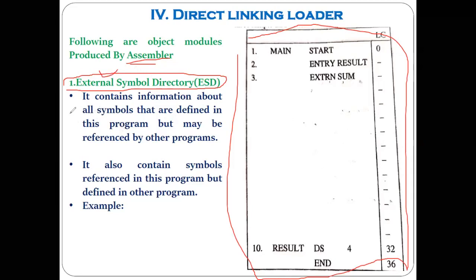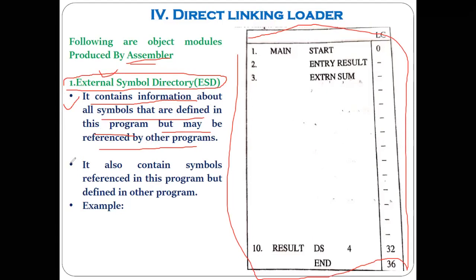You can see the external symbol directory contains two important pieces of information. It contains the information about all the symbols that are defined in this program but may be referenced by other programs. That means it contains the publicly defined variables. Understood? That is the first thing contained by the external symbol directory: the information about all the symbols that are defined in this program but may be referenced by the other program.